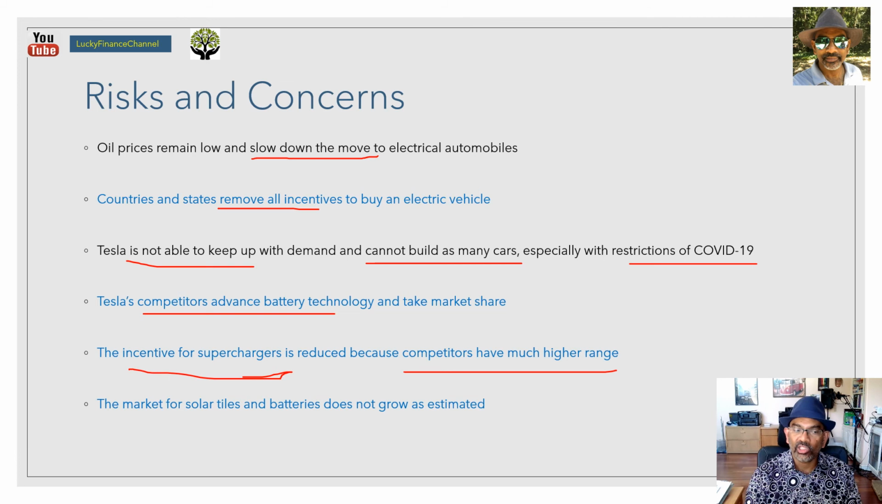If you can go 500-600 miles on a single charge, I think the supercharger network is going to be somewhat diminished. And finally, the market for solar tiles and batteries, which is some of the other businesses Tesla's in, maybe does not grow as estimated. Maybe people are slow to adopt the solar tiles or the wall chargers. So those are some of the risks you should keep in mind.